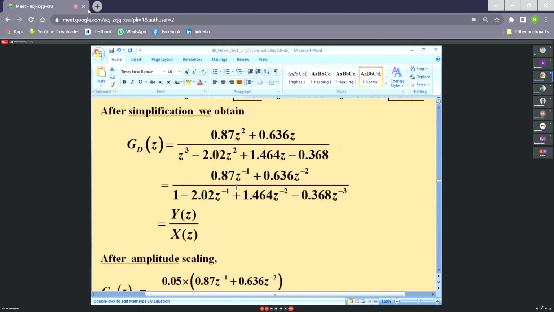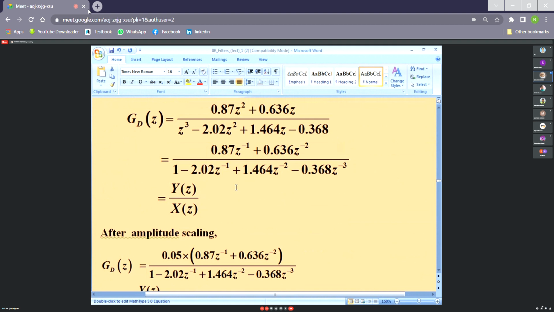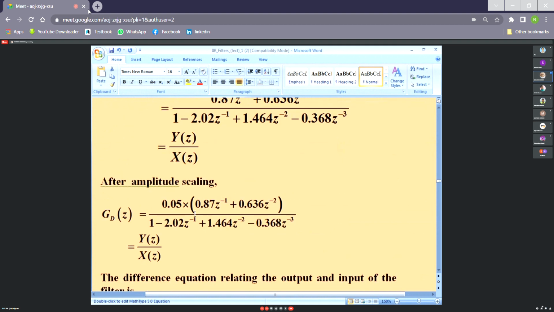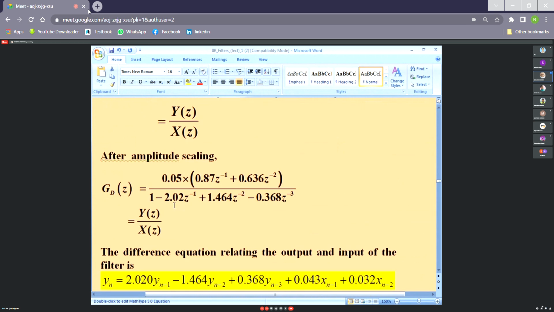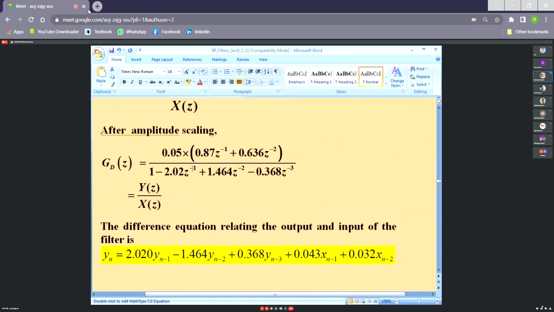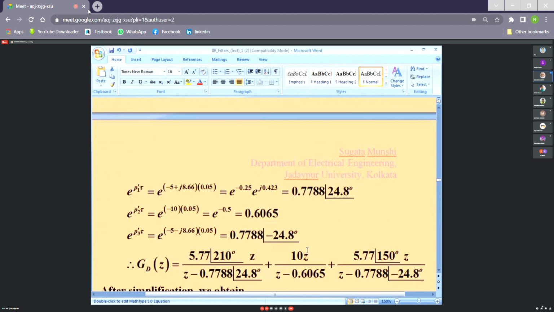Remember that in case of impulse invariant transformation, you have to multiply GD(z) by tau. Amplitude scaling is necessary to preserve the DC gain of the analog low pass filter. So you get the final expression for GD(z). From there, you cross multiply, take the inverse Z transform and get the difference equation relating the output and the input of this form. Write down this part.